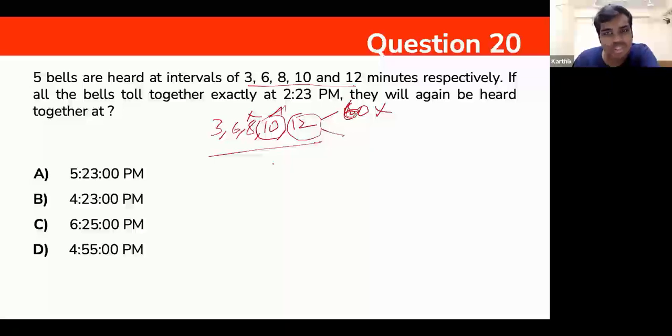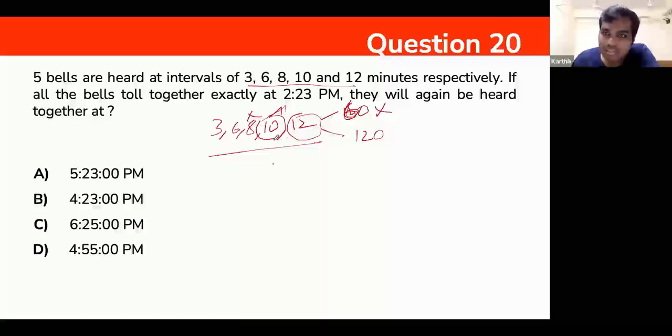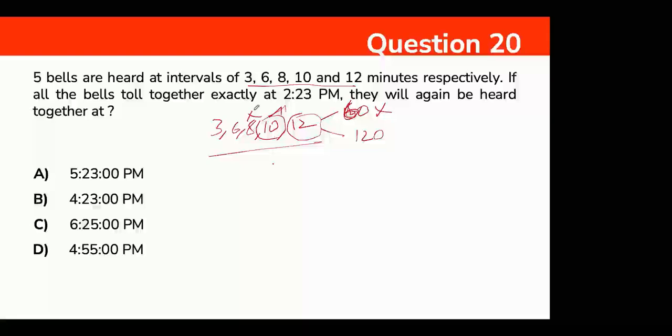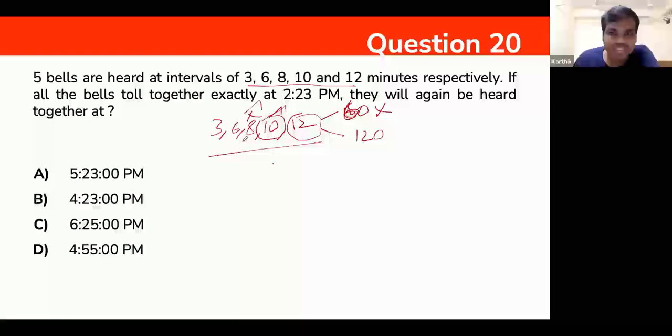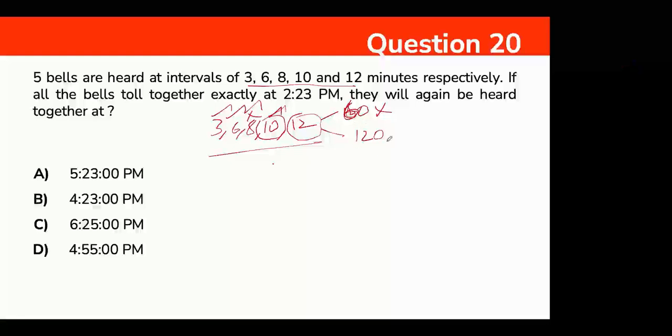Next number in the 12 table that is ending with 0? 120. Yes. Correct? Is it divisible by 8? 120? Yes, sir, 15 times. Good. In the 6 table? 20 times. In the 3 table? 40 times. 4 3s are 12, right? Yes, sir. So that will be my LCM.